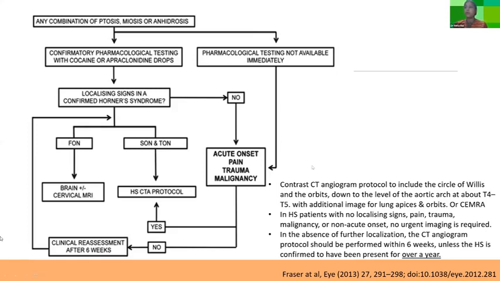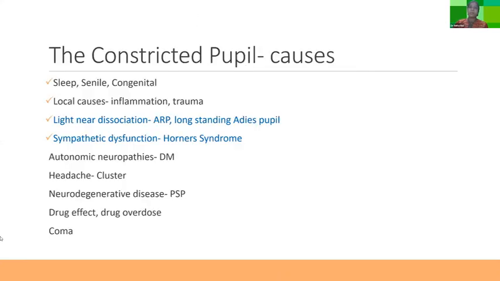This CT angio protocol should include the circle of Willis, the orbits, and down to the level of the aortic arch to T4 and T5, with additional images of the lung apex and the orbits. And if it's not available, then CEMR can be done. Those patients who have had Horner syndrome for as long as 1 year need not be investigated, or else we need to reevaluate these patients after 6 weeks.